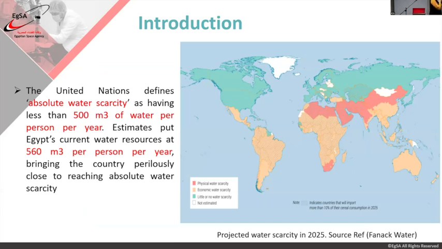The United Nations defines absolute water scarcity as when a person has less than 500 cubic meters per person per year. In Egypt, we have reached 560, so we are close to water scarcity.